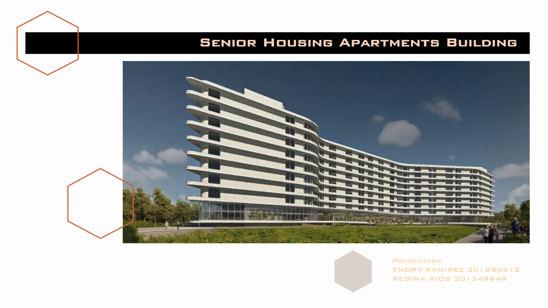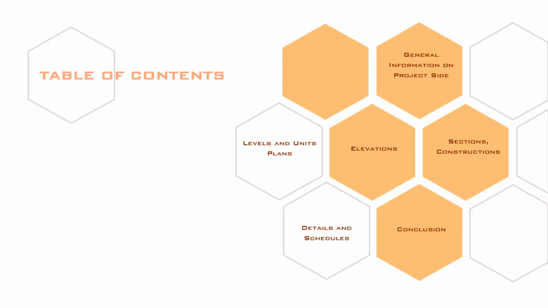Our goal with this project is to design a functional and accessible senior housing building that prioritizes comfort, community, and sustainability. In the presentation, I will explain our design process, plans, and key features. The presentation is divided into the following sections: general project information, site plans, 3D views, level-by-level floor plans, elevation, section and wall details, and conclusion.